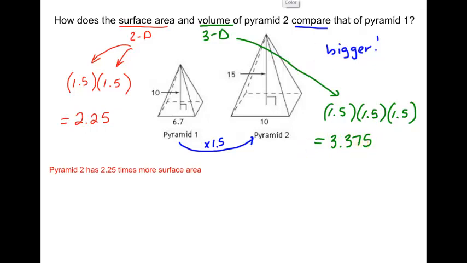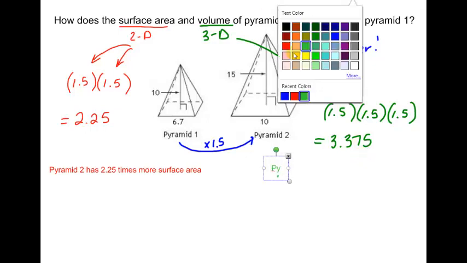And how do I interpret that? Well, that means that my Pyramid 2 is 3.375 times bigger in volume than my Pyramid 1. Or Pyramid 2 holds 3.375 times more.